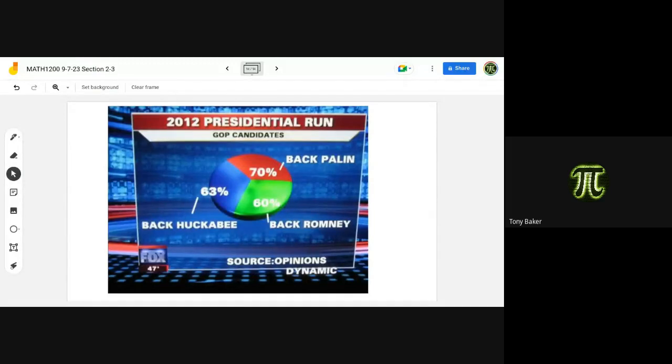All right, so this was in the 2012 presidential run for the GOP candidates, probably in the primaries. It's Opinion Dynamics. It's a group that does polling data and stuff like that. It wasn't Sorts Opinions, it's Sorts Opinions Dynamics. It's just the way they showed it. But it adds up to well over 100%. A pie chart should never go over 100%.